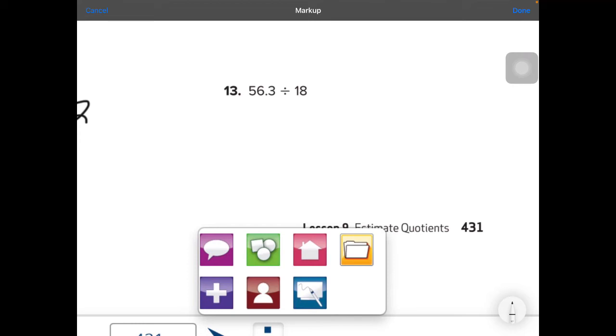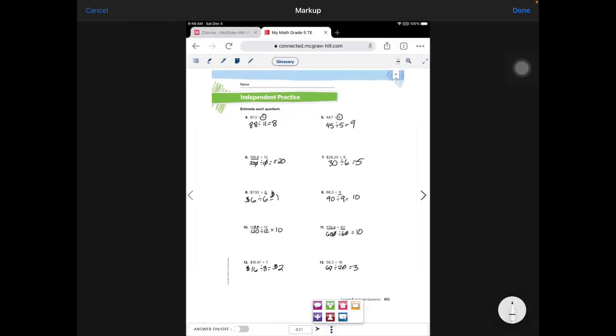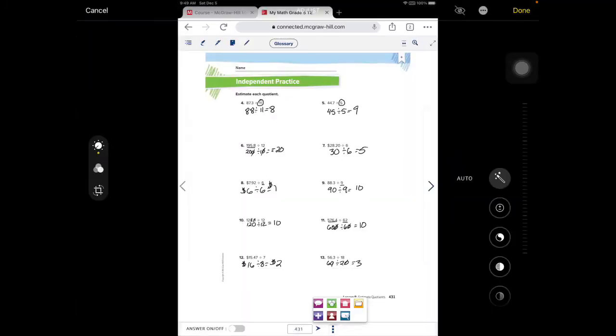Number 13, 56.3 divided by 18. Those are not compatible at all. So I'm going to round those both up to 60 and 20 because they need to get along. And 60 and 20 get along so much nicer. And I know that I can do the rule of zeros. And 6 divided by 2 equals 3.